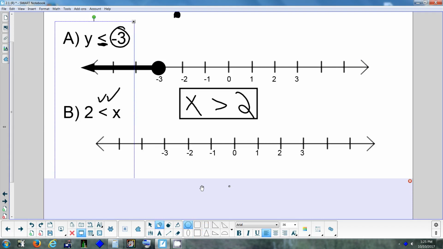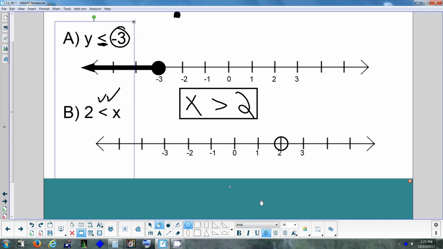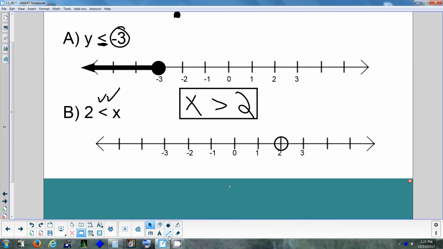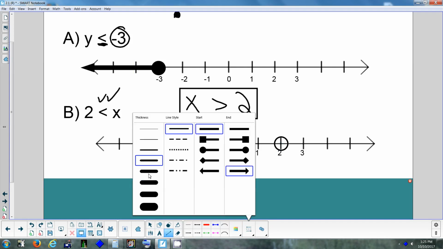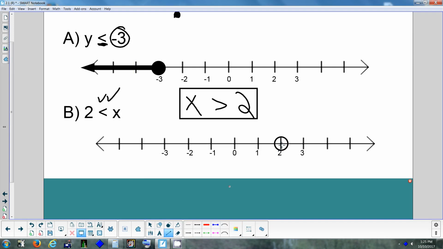Connor Kingsley, where do I start? At what number? The 2. Okay. Now what kind of circle? Put an open circle. Open circle at 2. Why open? Because there's no line underneath. There's no little hint telling you make sure you fill it in. Don't have to do it. Now, Ginny, direction of my line.